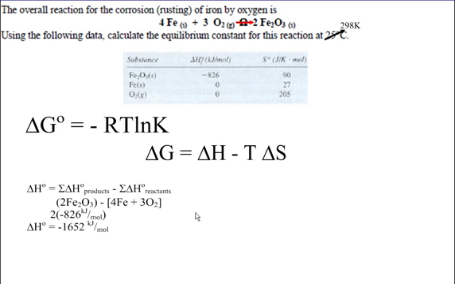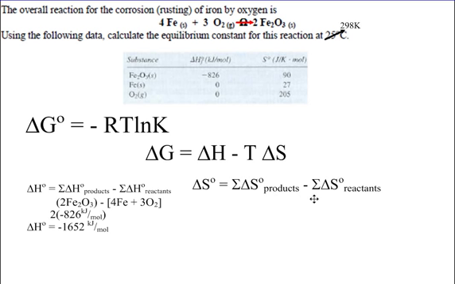Let's plug those values in. Even sweeter still, iron is also elemental, so it's also 0. So this is just 2 times the heat of formation of iron 3 oxide. So we would just double that and get negative 162 kilojoules per mole. So we've got delta H, now we got to get delta S.